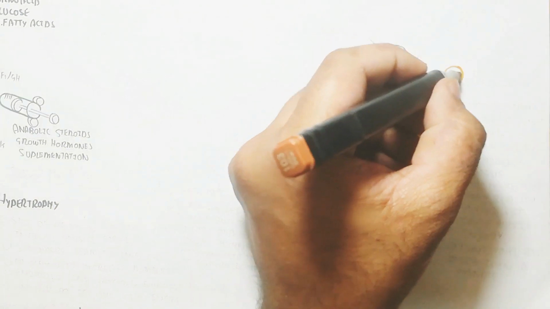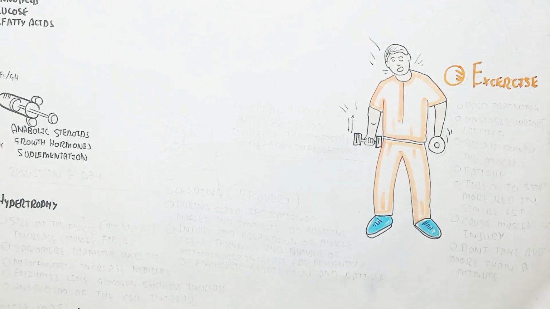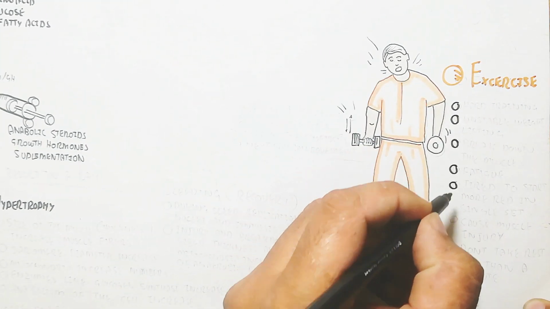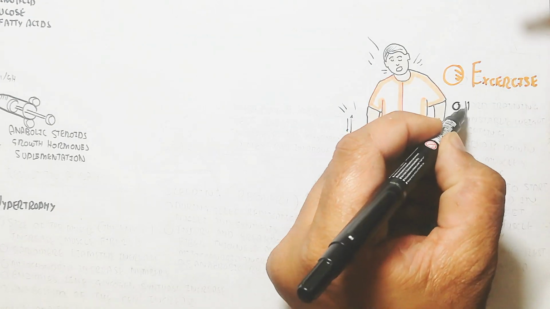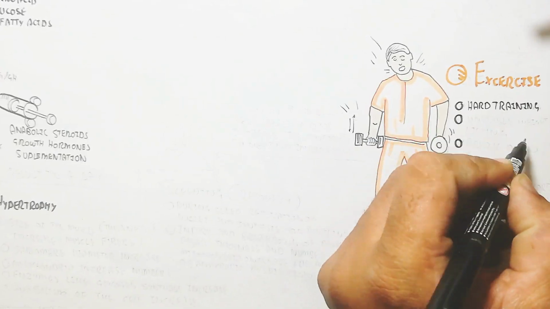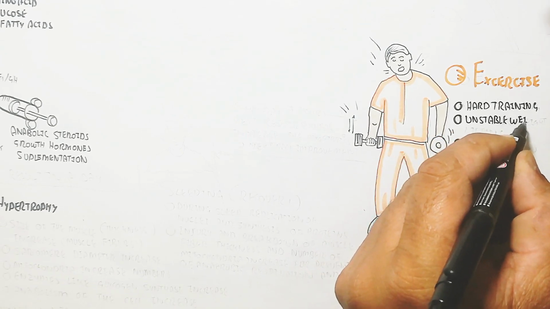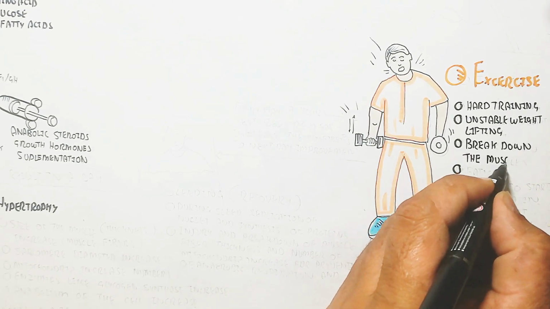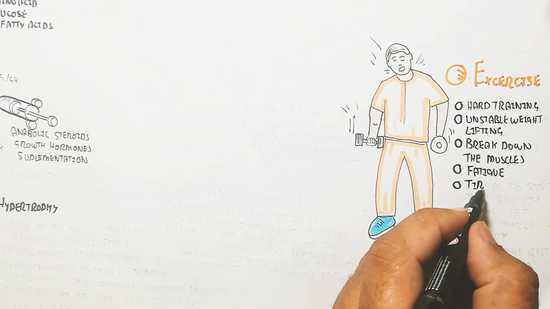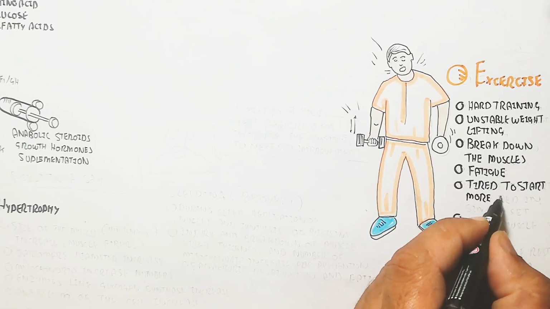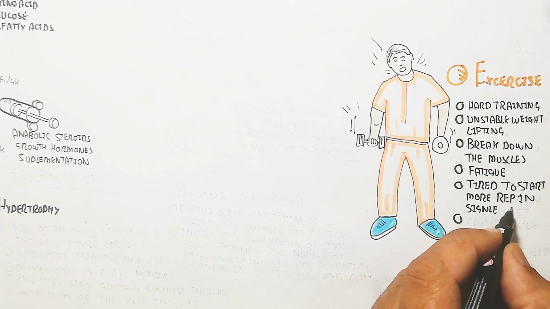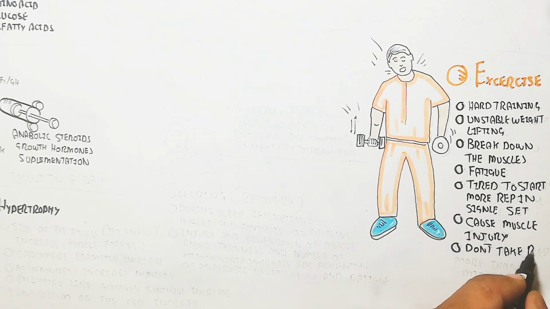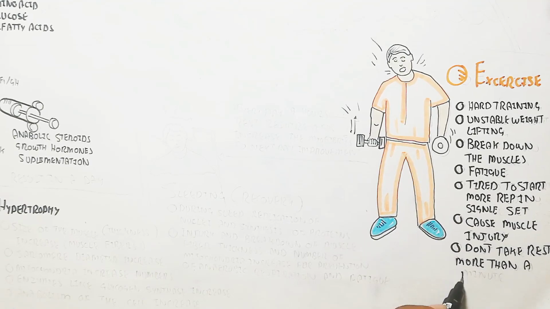Like exercise. Exercise does not mean stretching or lightweights, but hard training and unstable weight lifting, which is unbearable. Try to lift and break down the muscles, which also triggers hypertrophy. Fatigue also triggers hypertrophy. Try to do more reps in a single set, which causes muscle injury, and don't take rest of more than a minute.